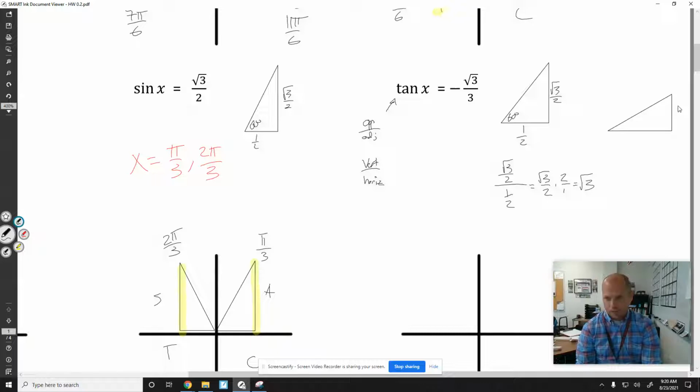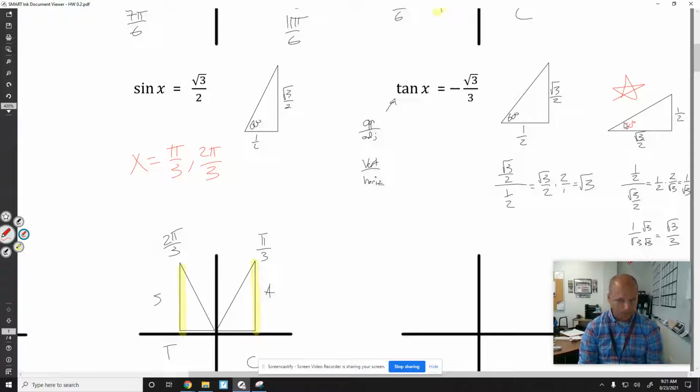Let's confirm. If the opposite's 1/2 and the adjacent's root 3 over 2, opposite over adjacent gives us 1/2 times 2 over root 3, which is 1 over root 3. And 1 over root 3 can be rationalized by multiplying the top and bottom by root 3 to get root 3 over 3. Great. So this is our winner. This winner is our 30-degree angle, our pi over 6 triangle.